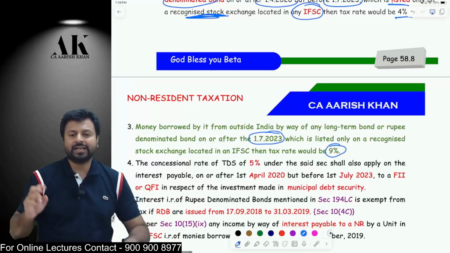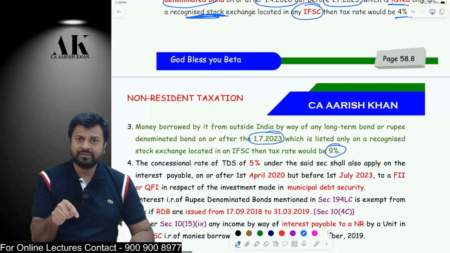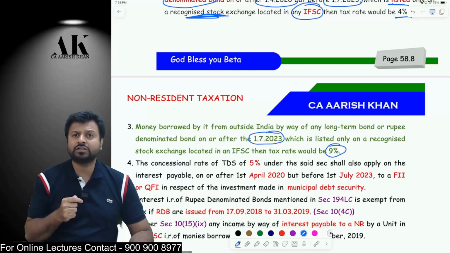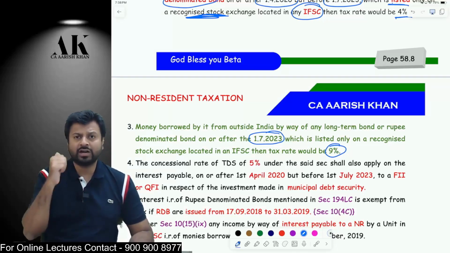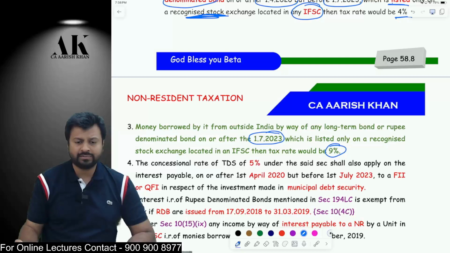So generally the tax rate in this section is 5%. But if you borrow the money through long-term bonds or rupee denominated bonds in an IFSC, if it is before 1st July 2023, then it is 4%. If it is on or after 1st July 2023, then it is 9%. This is how these three rates are mentioned over here.